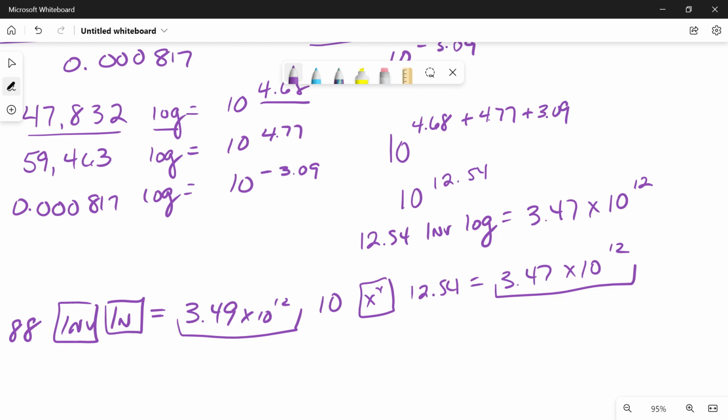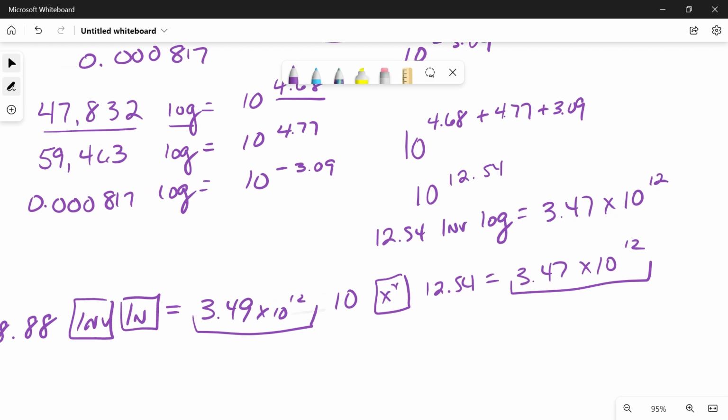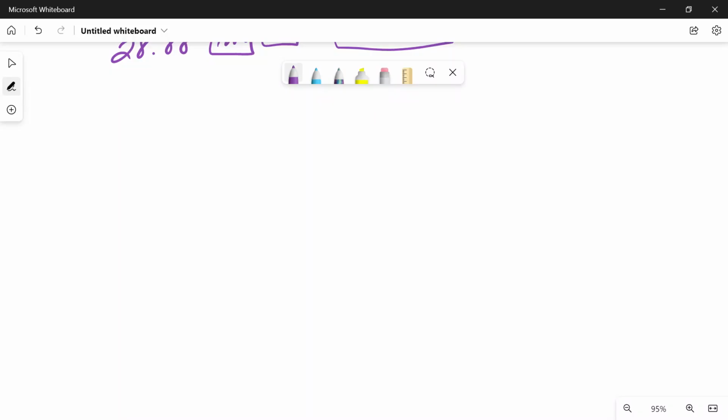Okay. So we can do that either way. We can do it in the E, we can do it with the base 10, and our answers wind up pretty darn close there. All right, let's look real quick also.